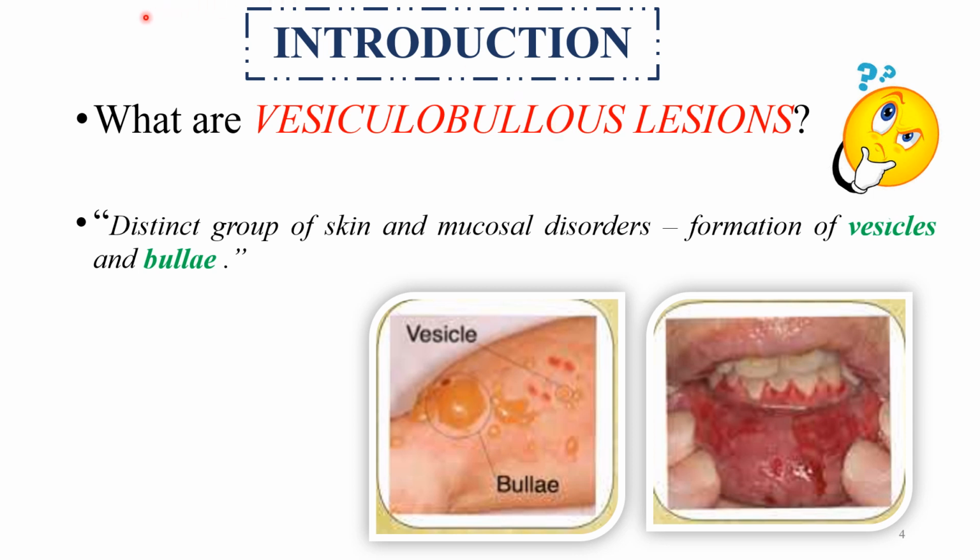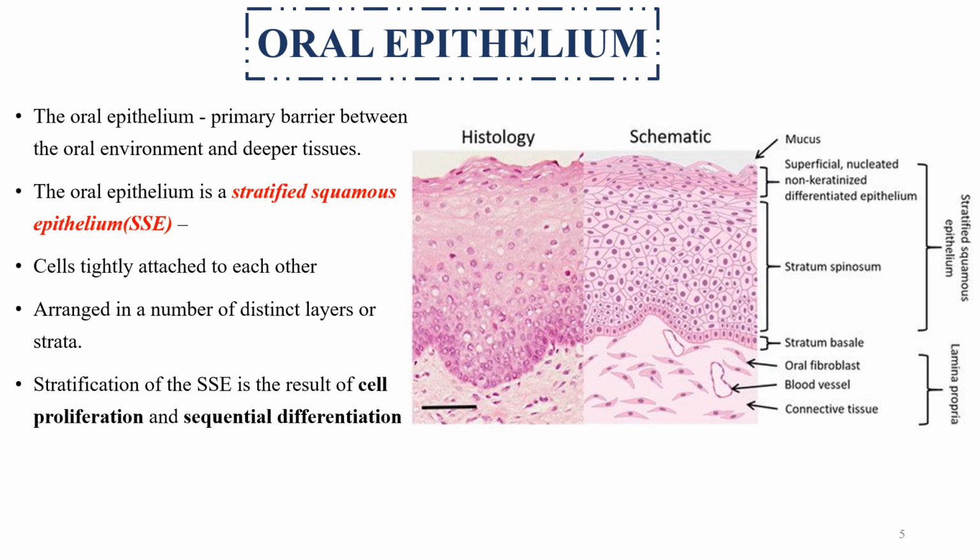the cell junctions. The moist mucous membrane lining the oral cavity is known as oral mucous membrane or oral mucosa, and it has two major components, that is epithelium and underlying connective tissue stroma or lamina propria, and the interface between them is the basement membrane. The type of epithelium in the oral cavity is the stratified squamous epithelium, and it has two major characteristics: the cells are tightly attached to each other and they are arranged in different distinct layers or strata. This occurs due to the proliferation and differentiation of the cells.